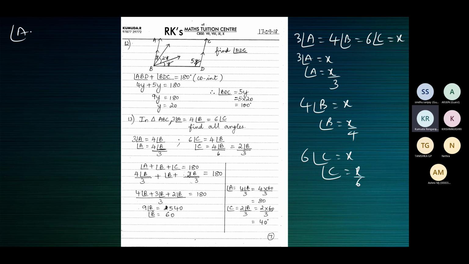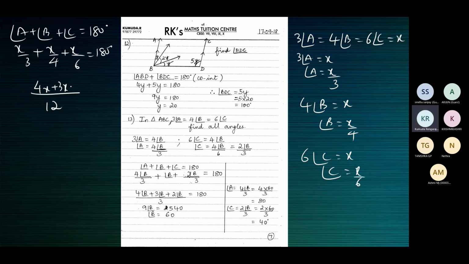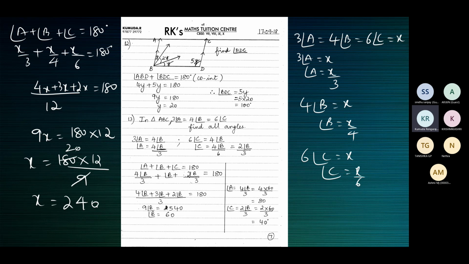Now we know that A plus B plus C is 180. Sum of the 3 angles of a triangle is equal to 180. X by 3 plus X by 4 plus X by 6 is equal to 180. LCM 12, 4x plus 3x plus 2x is equal to 180. 9x is equal to 180 into 12. So x is equal to 180 into 12 divided by 9. X is equal to 240. Now if x is 240, children, what is A?